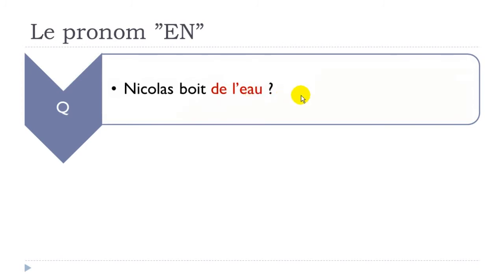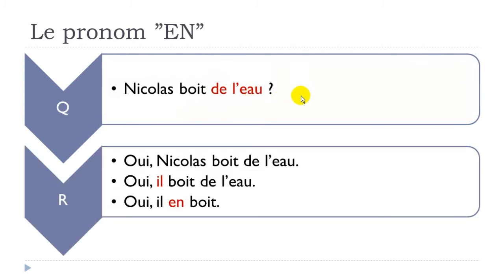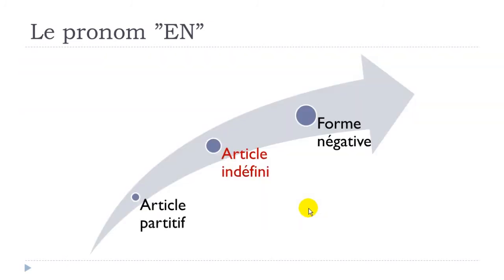Let's see now if you've got de l'eau. Nicolas boit de l'eau. Oui, Nicolas boit de l'eau. Second option, you don't want to repeat Nicolas. Oui, il boit de l'eau. Third option, oui, il en boit. Okay? Same rule, en goes before the verb. Boire, here, the infinitive form is boire and it's to drink. De l'eau, some water. D'accord? Okay, let's continue now.